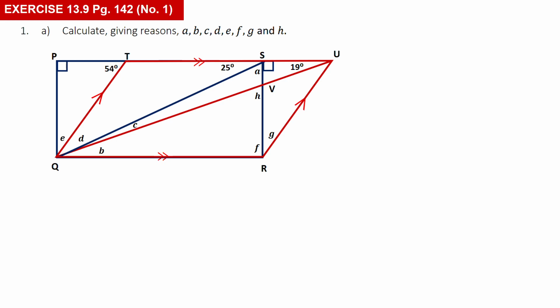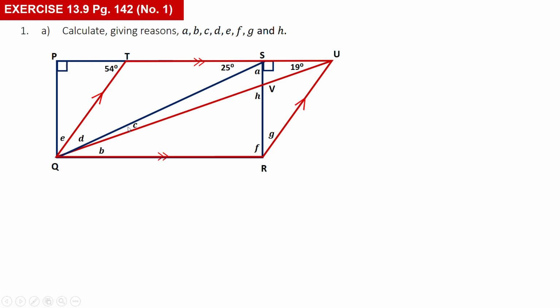So I'll show you what I want you to do. Okay, so I'm going to start it off and then you're going to finish it for homework. Alright, we need to calculate, giving reasons, the values of A, B, C, D, E, F, G, H. Okay, so I'll do A to D and then you can do E to H.